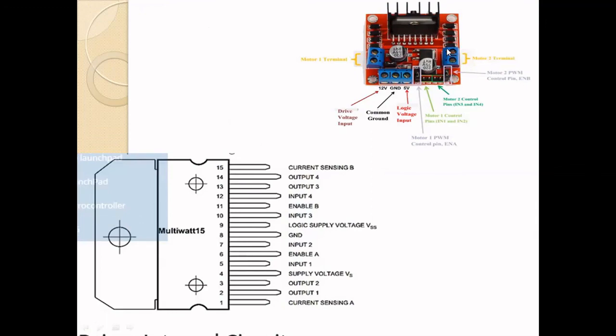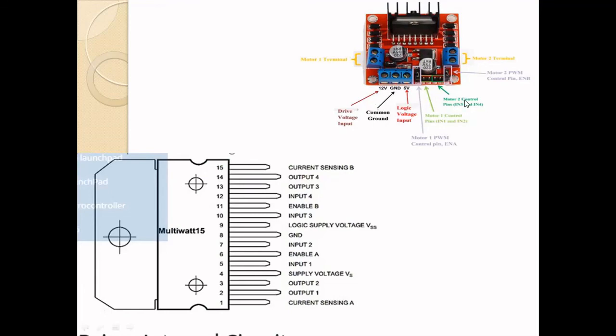So you have this dual H bridge. Dual means you can connect two motors. This is called motor 1, we can connect it here, and here we can connect motor 2. This is called an input. There is a 5 volt logical voltage input you can give here. Next one is the common ground and drive voltage input. These are the inputs you have to give to the driver circuit.